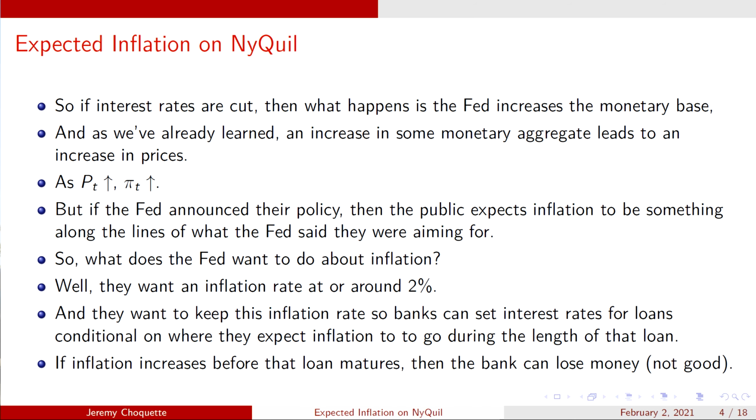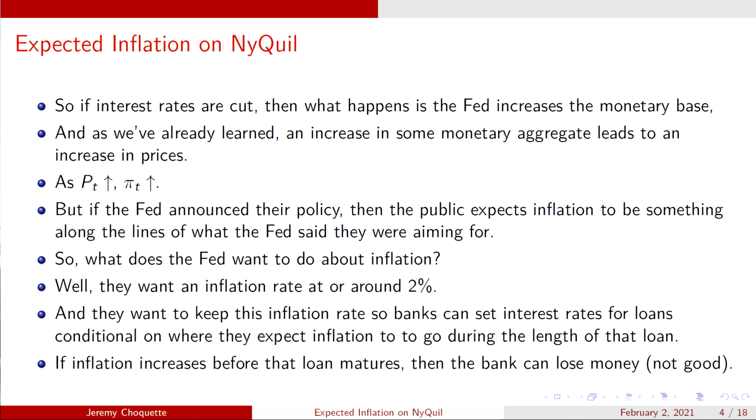If inflation increases before that loan matures, then the bank can lose money. What do I mean by this? Well, okay, let's say that the inflation rate is 2% and expected inflation is also 2%. Well, if that's the case, then they will make a loan. Let's say they make a loan with a 5% nominal interest rate with the expectation that inflation is 2%. Well, that tells us the real interest rate is going to be 3%. So they're doing pretty good.